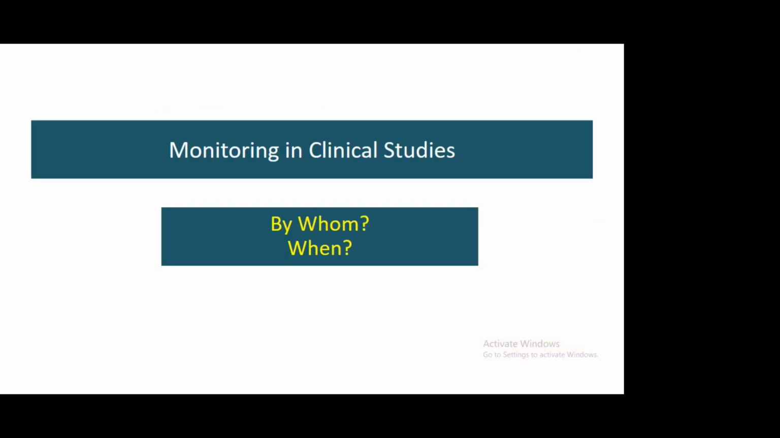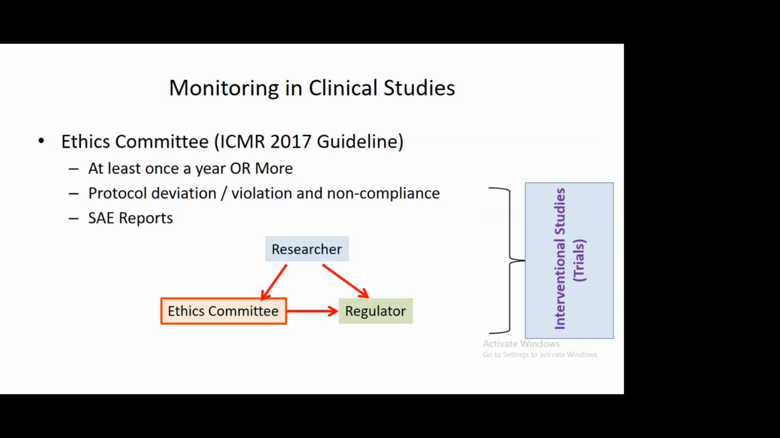And by whom it should be done and when it has to be done. The ICMR 2017 guidelines say that even after you get approval for any of the studies you submitted, you have to submit a report of progress of your ongoing studies annually. So at least once a year, or more frequently if asked by the ethics committee. How many numbers you have recruited, is there any violation, any problems that happened. Even for observational studies, they ask for the progress report at least on a yearly basis.